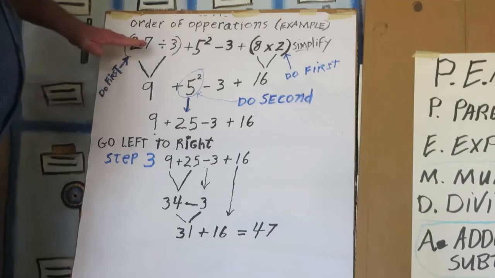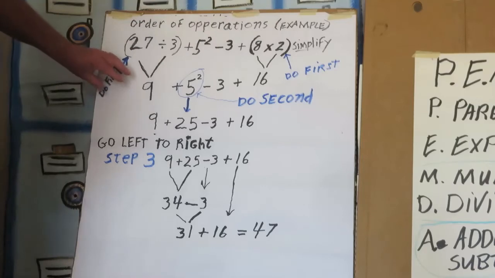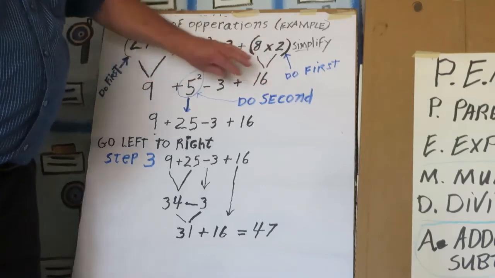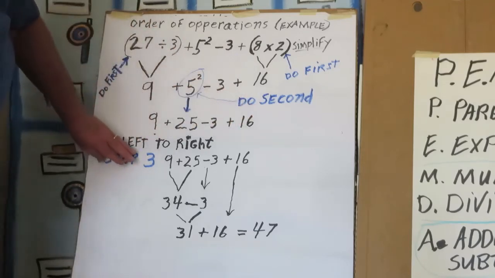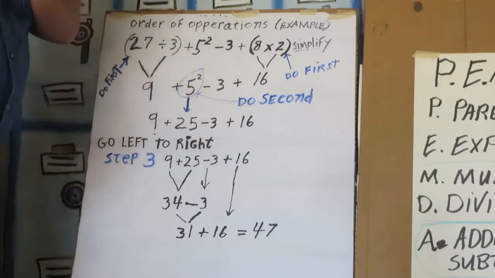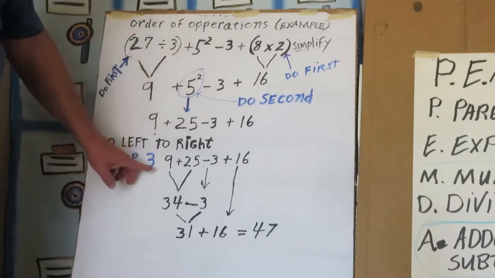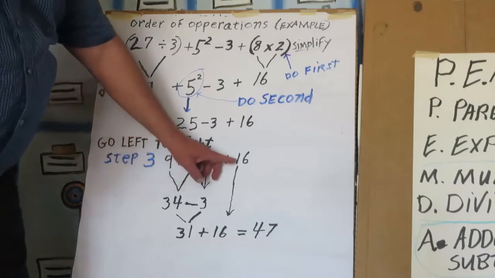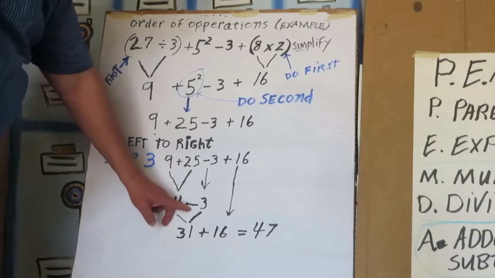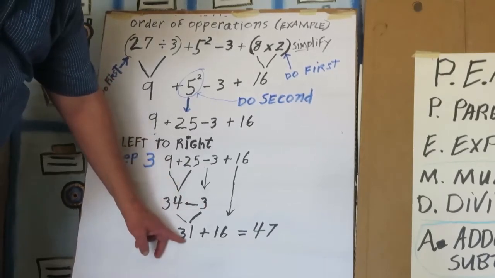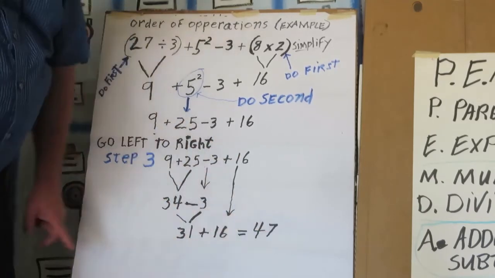When you work on paper, write the problem out completely, and then each time you make a change, write it out so that it comes out in steps, so that later you might be able to see where you might have gone wrong. Try not to leave steps out. Step number 3, we're just going to do the additions and subtractions. 9 and 25 is 34, minus 3 gives us 31, plus the 16 equals 47.